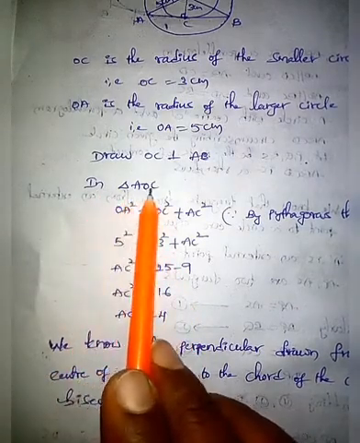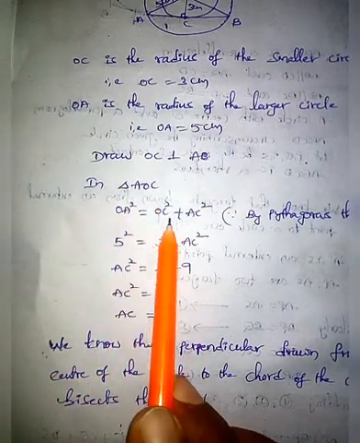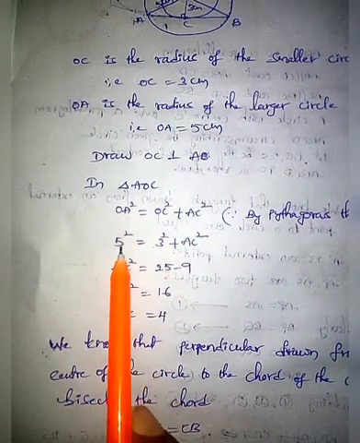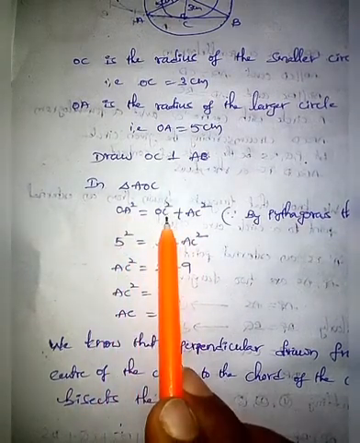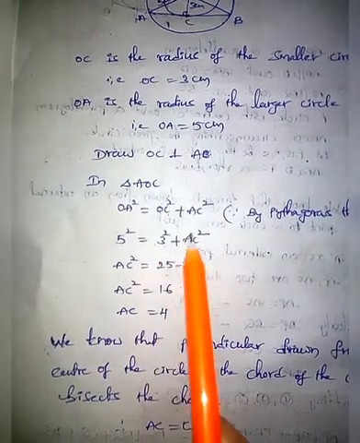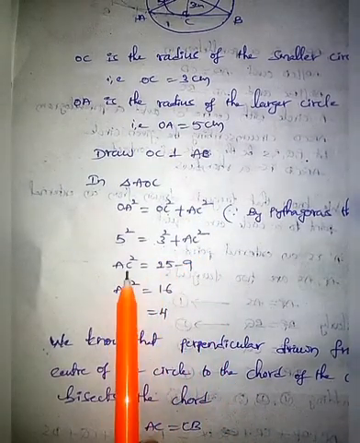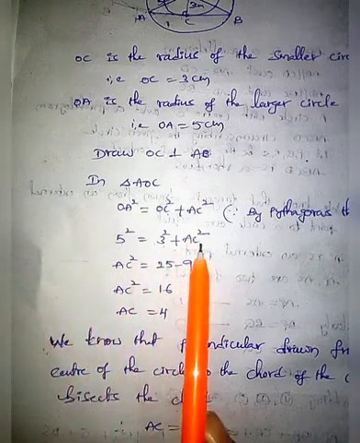That's why in triangle AOC, OA square equals OC square plus AC square. You know that OA is 5, that's why 5 square. Substitute OC, OC is 3, that's why 3 square plus AC square. So here we need to calculate AC, that's why transpose the remaining values other than AC.